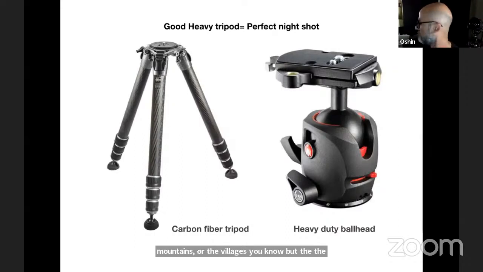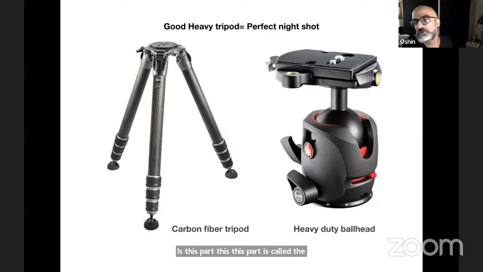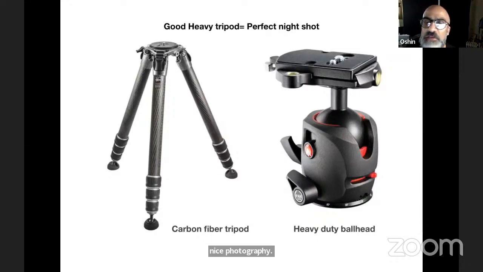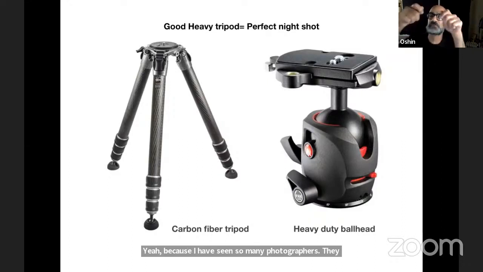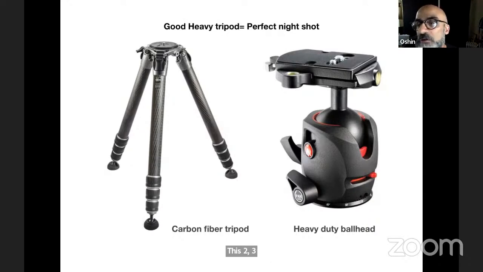So let me see if I have it here. Like here, I have a ball head. This part is called a ball head. The ball head is very useful, especially in night photography, because I have seen so many photographers bring tripods outdoors which have these 2-3 handles, and those tripods are better used for video work, not photography work.